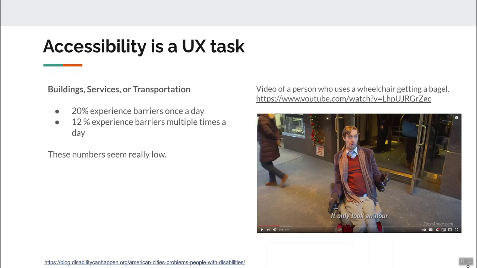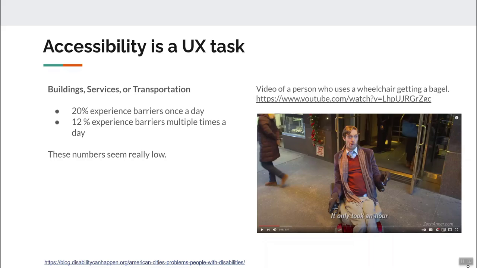In the physical world, like public accommodations, buildings, services, or transportation, I found this statistic that said 20% of people with disabilities experience barriers once a day, and 12% experience barriers multiple times a day. But I found this number really low.